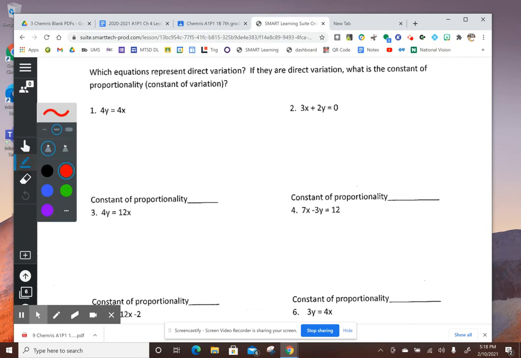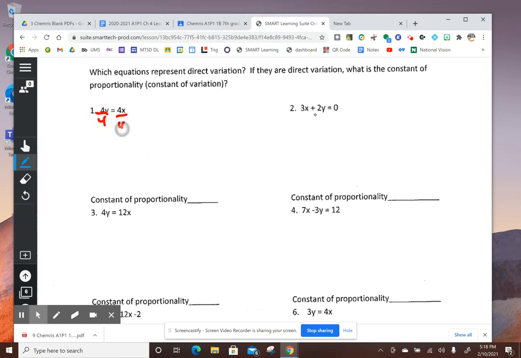So remember, to do this, I solve for y. To solve this first one for y, I divide them both by 4, and I get y equals x. It's actually y equals x plus 0. So since b is 0, I know this is direct variation. And a is the coefficient of x, which in this case is 1.